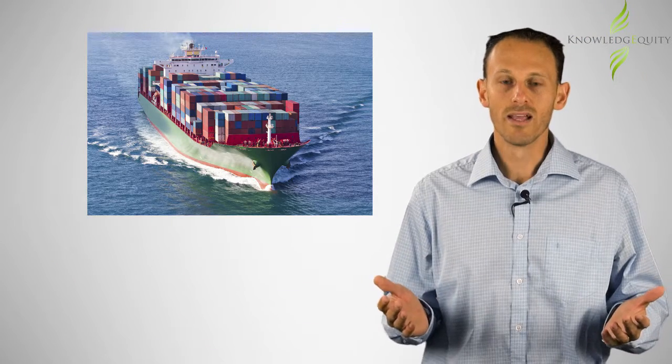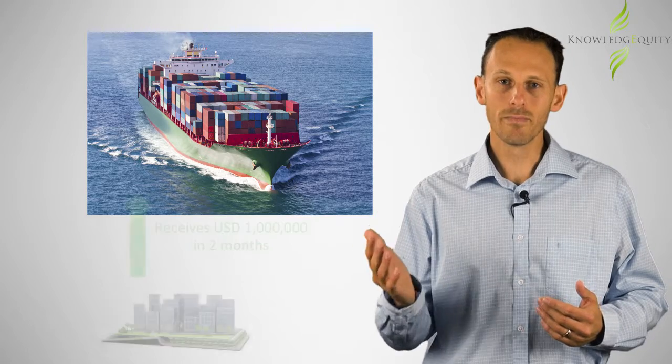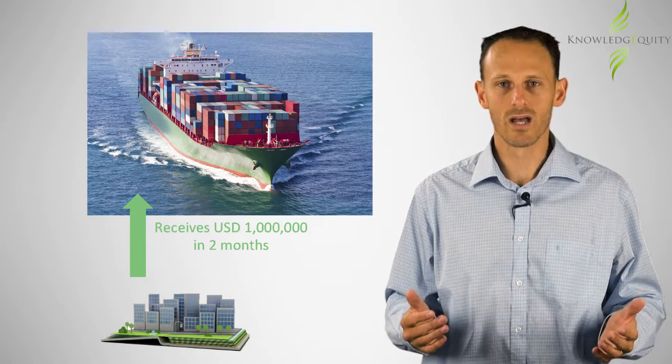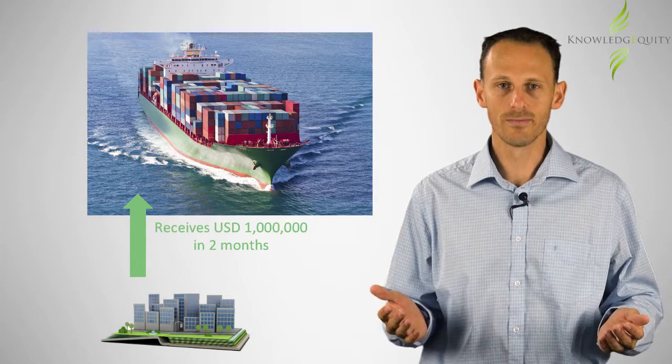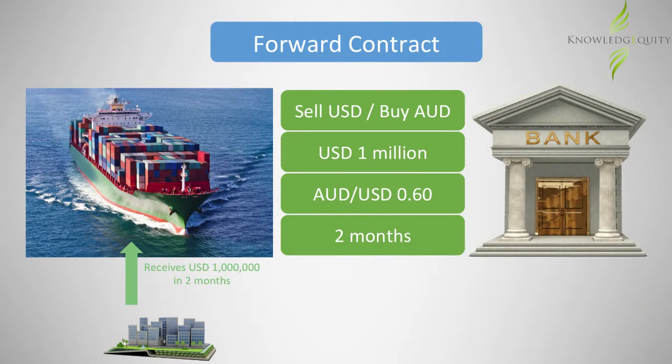Consider an exporter that is expecting a receipt of $1 million in 2 months' time and wants to lock in the AUD-USD exchange rate. It could enter into a forward contract with a counterparty, usually a financial institution, to sell the USD and buy AUD in 2 months' time at a forward price of 60 US cents.